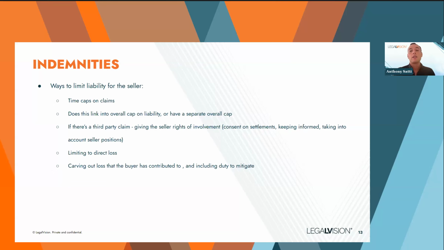You usually try and include provisions dealing with how third-party claims might arise from indemnities, and your ability as a seller to be involved in those third-party claims, with the idea of trying to mitigate the total amounts that you're going to have to pay. So, you being kept informed of the progress of the claims, you having basically a voice in potentially how those claims are settled. And then, other things and carve outs like limiting direct loss and carving out any loss that the buyer's contributed, maybe because of their negligence, or their failure to mitigate their loss.